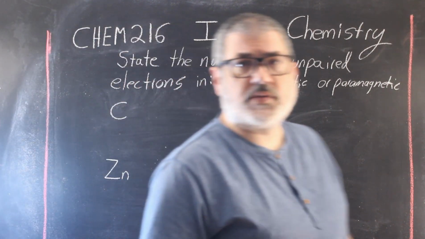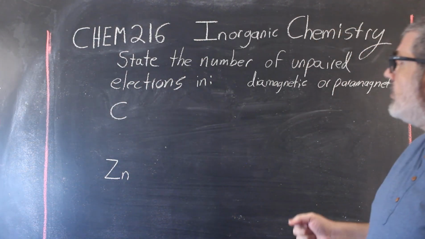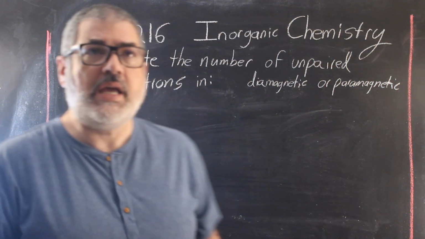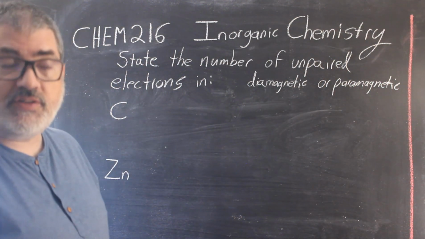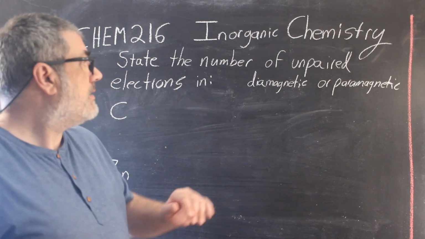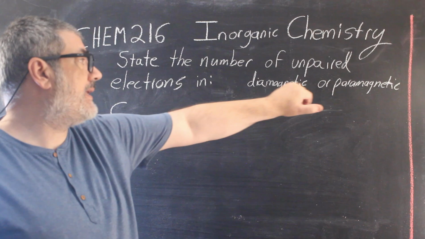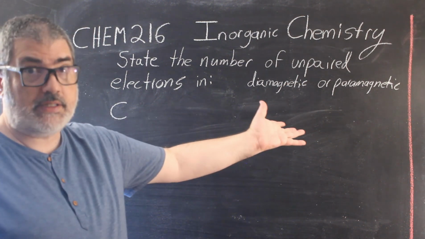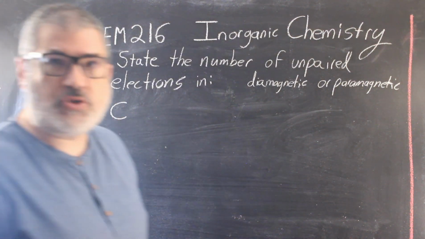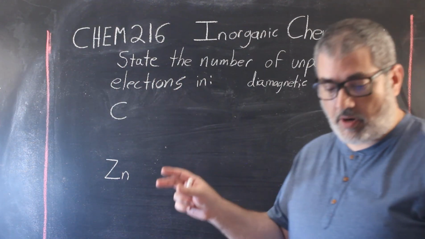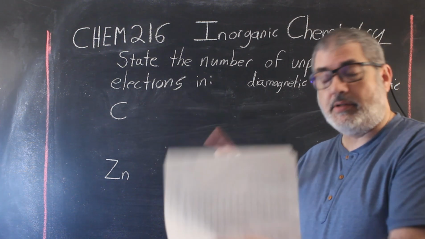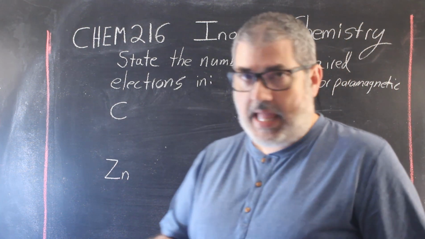In one of the questions from Quiz 0, I asked you to state the number of unpaired electrons in several different chemical species, some neutral, some cations, some anions, and whether that species is diamagnetic or paramagnetic. Obviously, you need to know what those terms mean. Carbon and zinc, I just picked two from the quiz, there are others. The first thing you should be reaching for, of course, is your periodic table, unless you have it memorized.